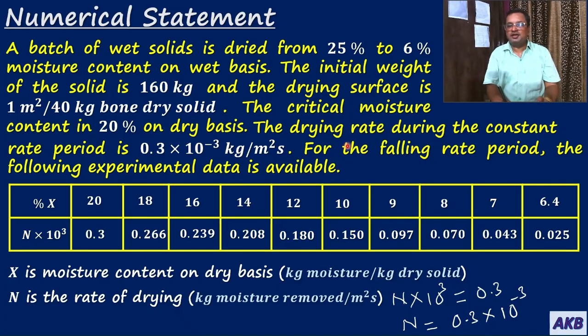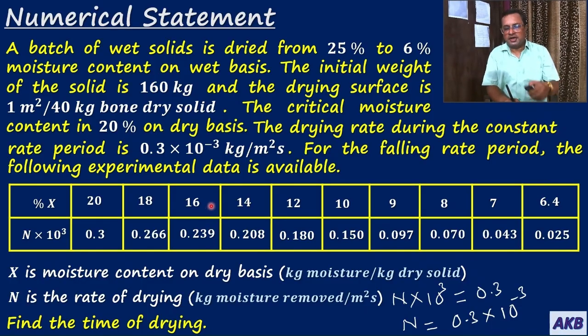Then the drying rate during the constant rate period is 0.3 into 10 to the power minus 3 kg per meter square per second. Then only for the falling rate period, they have given the experimental data, where we have different values of percentage X and various values of N. And I have just told you how values of N are given to us. So based on this, we are supposed to find out the time of drying. I hope what is given to us is clear to you.